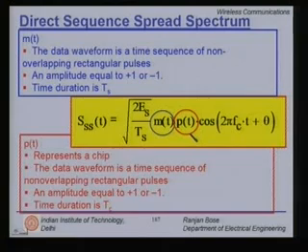Let's now talk about this p(t). p(t) is interesting. It is called a chip. A chip is much narrower in time than the bit, and this chip is actually causing the bandwidth to extend. The data waveform is a time sequence of non-overlapping rectangular pulses, and amplitude of +1 and -1 is used for p(t) as well, but the time duration Tc for p(t) is much smaller than Ts for m(t). So, you will have several chips in one bit interval.